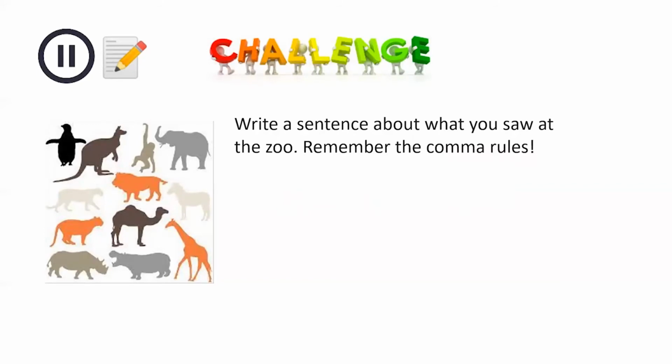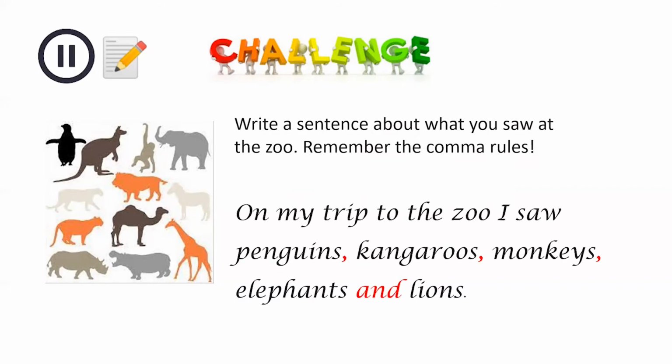Okay, so an example of what you might have is, on my trip to the zoo, I saw penguins, kangaroos, monkeys, elephants and lions. Remember, no comma before the and.